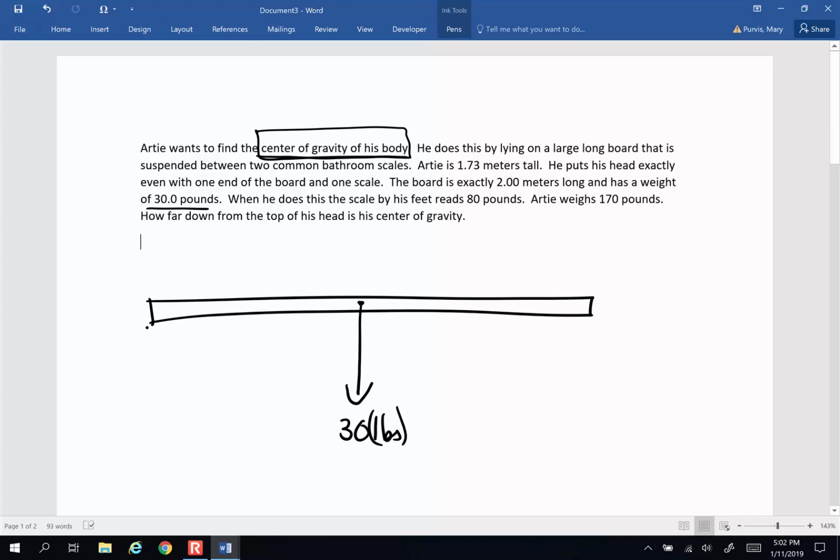Now I put this board on 2 bathroom scales. Now, if you're going to try this at home, you probably do not have a couple bathroom scales and a big board lying around, but if you get a chance, this is kind of fun. I put it on 2 bathroom scales.